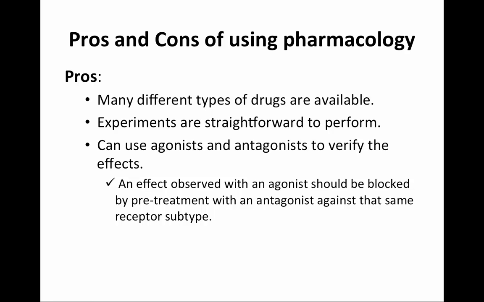We can also use pharmacological principles to verify that a certain subtype is involved. For example, an effect observed with an agonist should be blocked by pretreatment with an antagonist against that same receptor subtype.